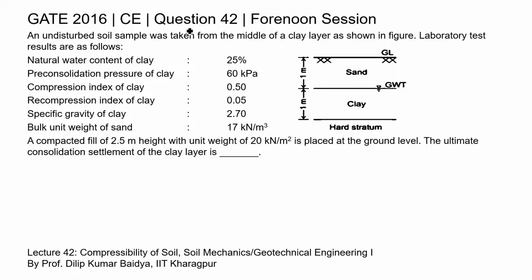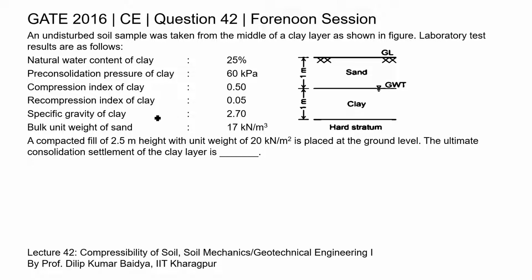This is question 42 of civil engineering paper of GATE 2016 forenoon session. An undisturbed soil sample was taken from the middle of a clay layer as shown in the figure. Laboratory test results are as follows. Natural water content of clay equal to 25%, pre-consolidation pressure of clay equal to 60 kilopascal, compression index of clay is given as 0.5, and recompression index of clay is given as 0.05.